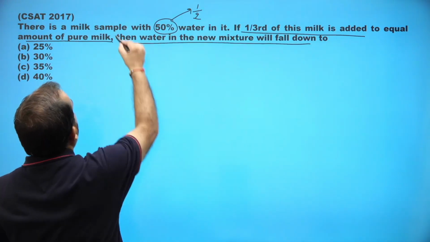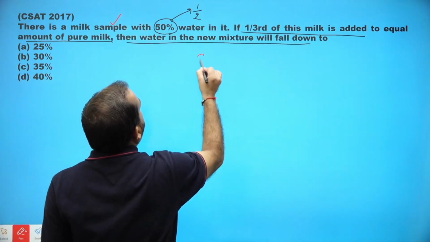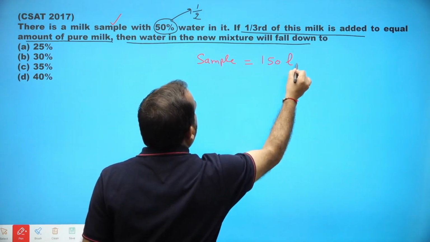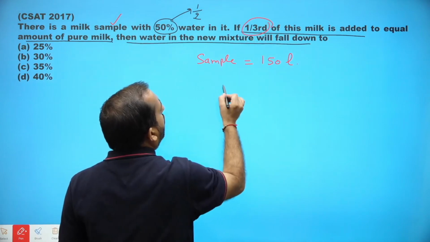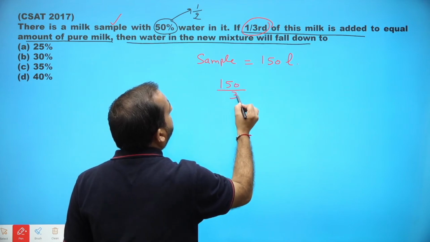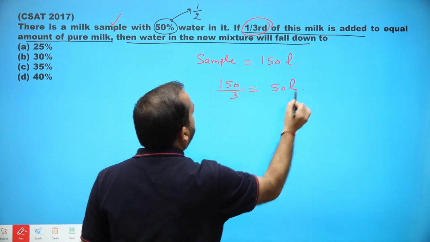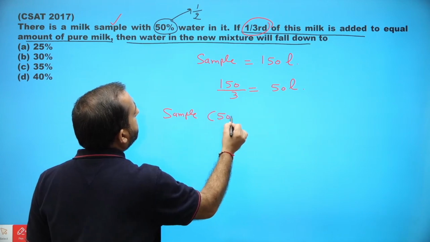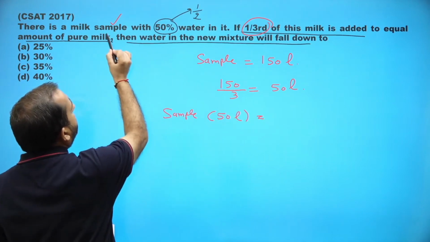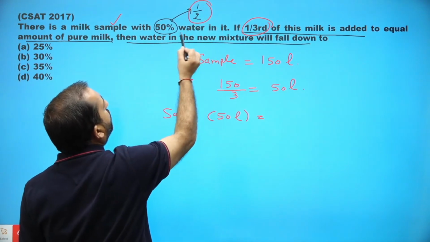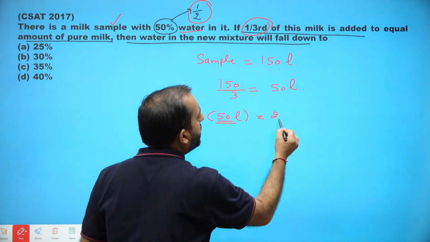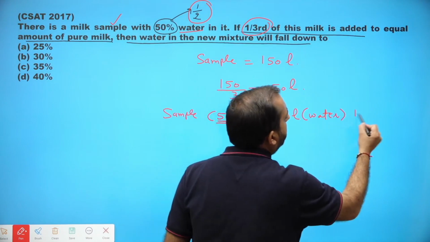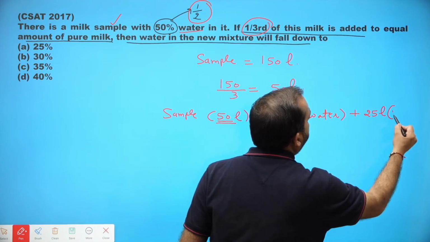Let's say the total sample available is 150 liters. Now, what is 1/3 of 150? 1/3 of 150 is 50 liters. So if we have a 50 liter sample, then in this 50 liters, half will be water. What is half of 50? 25 liters in it will be water, and the remaining 25 liters will be milk.